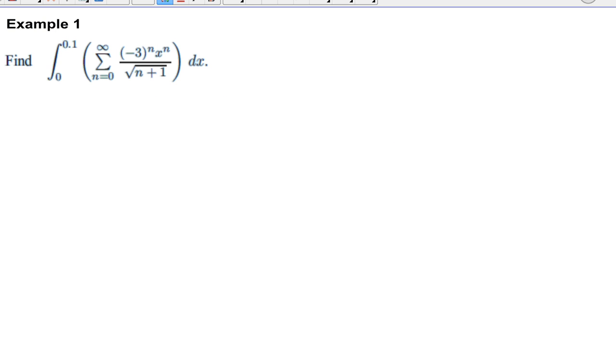Okay, let's look at an example. Example 1, find the antiderivative of this function. This is actually a definite integral. First of all, we have to check the interval of convergence. From the previous example, the interval of convergence of this series is from negative a third to a third. Hence, the limits are within the interval of convergence.